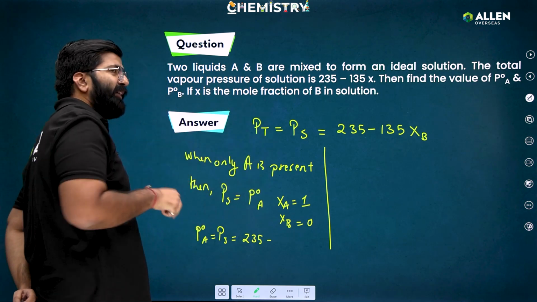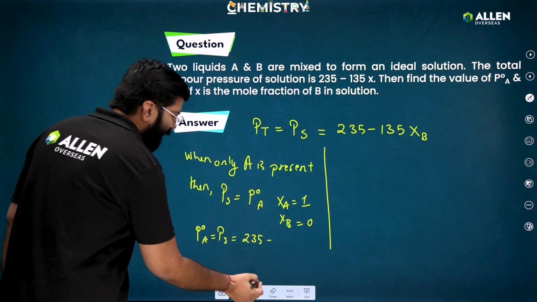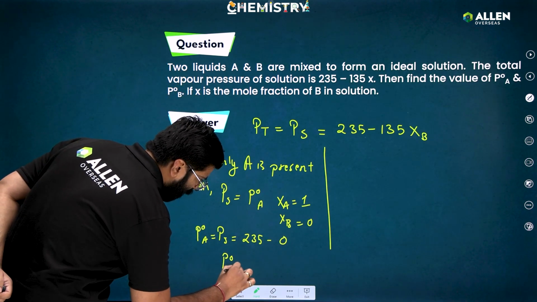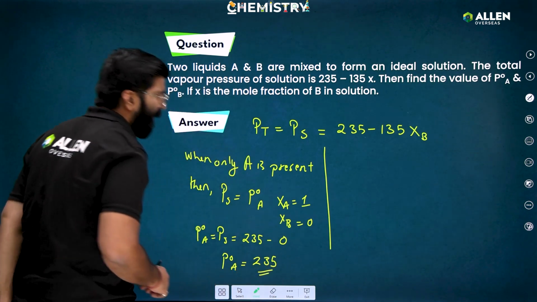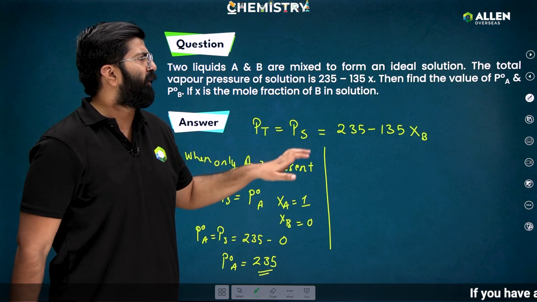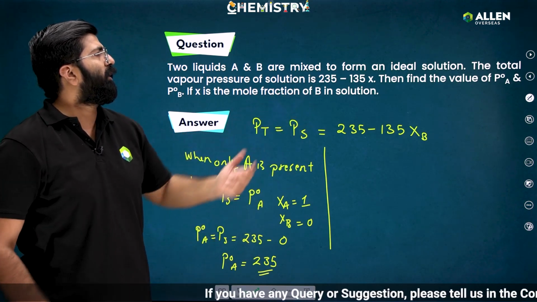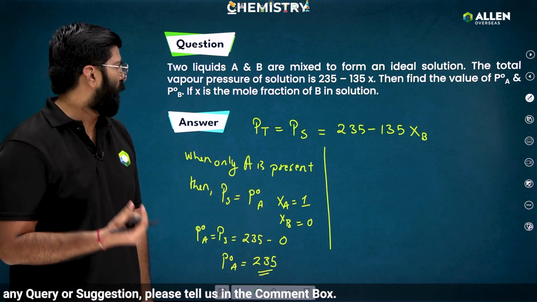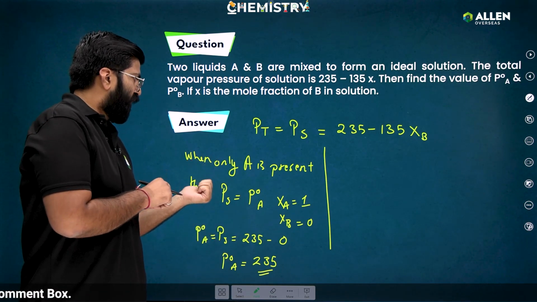But when only A is present, will there be any mole fraction of XB? No, it will be 0. So I can directly write this will be equal to 0. So I can write my P naught A will be equal to 235. This is part 1. Sir, over here the unit is not given. Whatever unit is given to you, we will sort according to that. But because the unit of pressure is not given here, we are just finding its value.